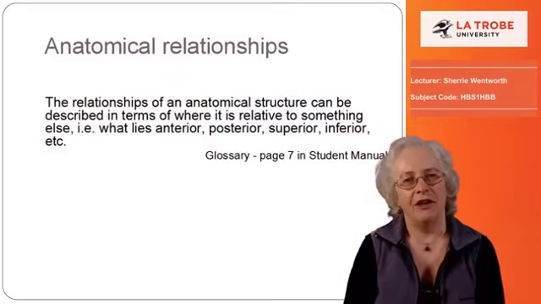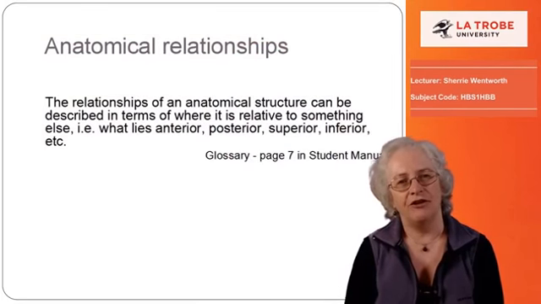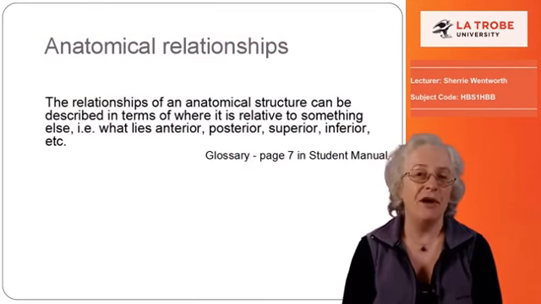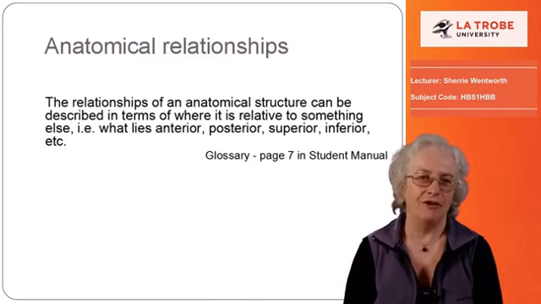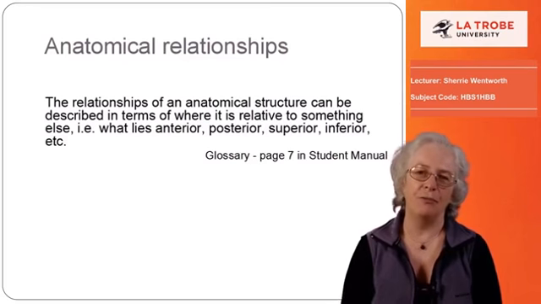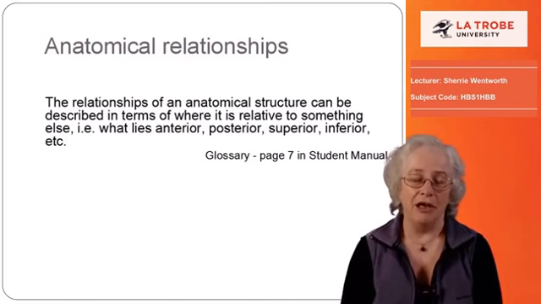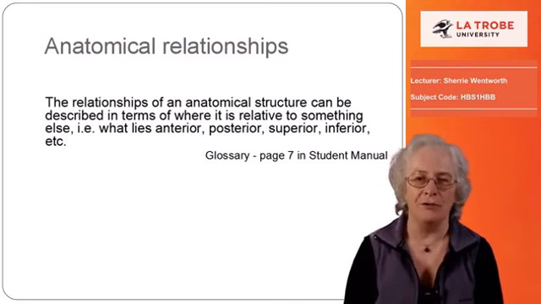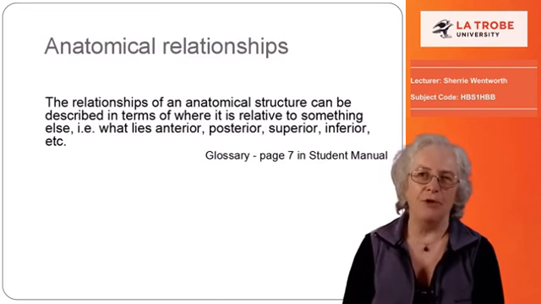In this clip we're looking at the term anatomical relationships. Relationships as in how things relate to each other. In other words, where they are in relation to one structure or another. There is a principle that we're going to look at. The relationships of an anatomical structure can be described in terms of where it is relative to something else. In other words, what lies anterior to it, posterior to it, superior, inferior, and any other term you might think of that we've already given you. This is the anatomical relationships.